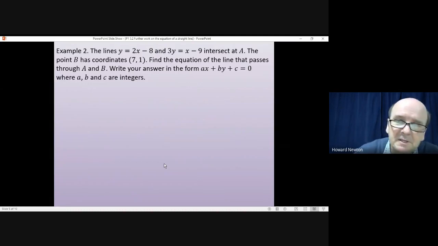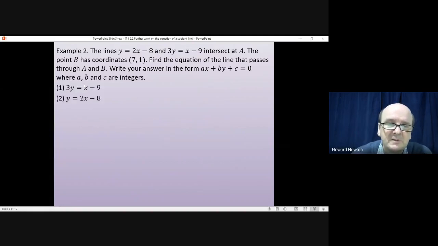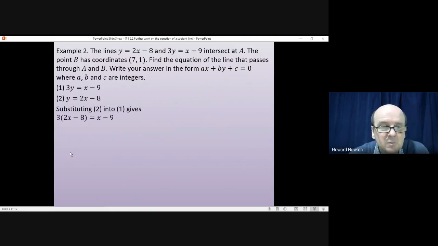Okay, let's have a look at this. So, as we said, we need to find the intersection point of these two lines. We need to find A, and the way we'll do that is by solving the equations of the two lines simultaneously. The easiest way to do that is to substitute equation 2 into equation 1. So taking the value of y from equation 2, y equals 2x minus 8, and substituting that in for y in equation 1. That'll give us 3 times 2x minus 8 is equal to x minus 9. Multiplying out the brackets will give us that. Tidying things up gives us 5x is 15, which means that x is equal to 3.